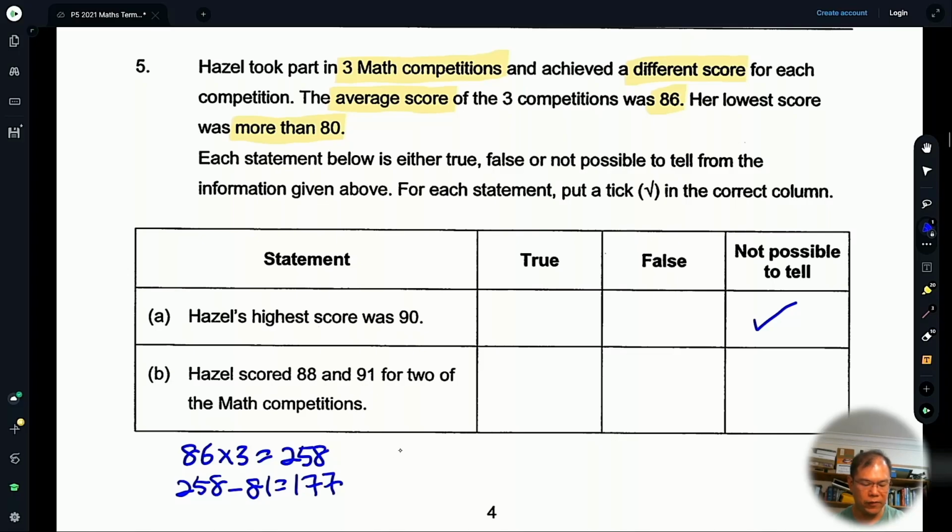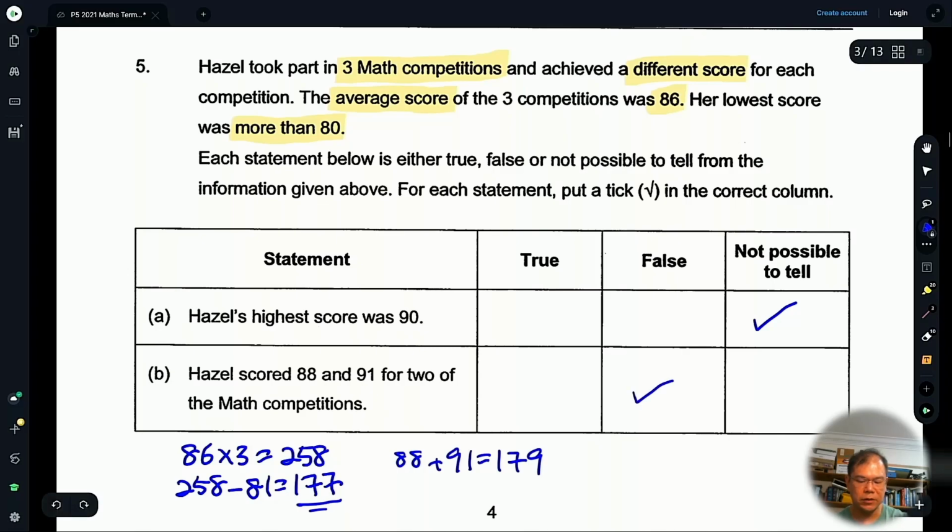Okay, now however, if I take 88 and 91, what will be the total? Okay, 179. 88 plus 91 is 179. I'm supposed to get 177 for the other two competitions, but I got 179 from this, so it's definitely false. Okay, it's not possible. So that's the answer for question 5.